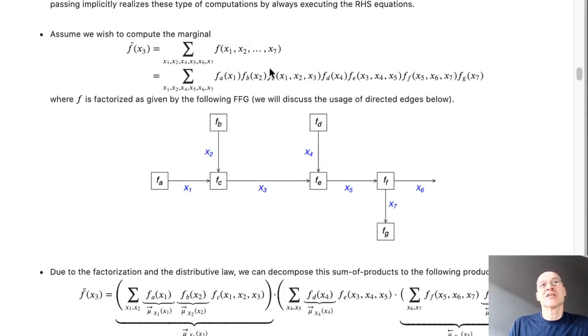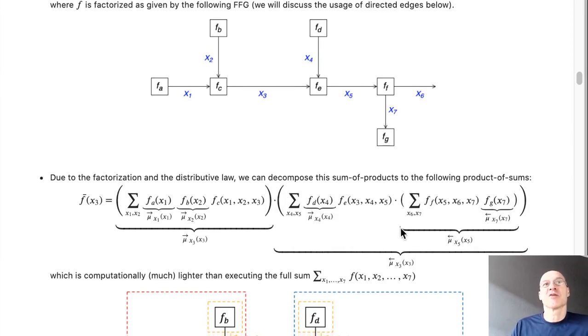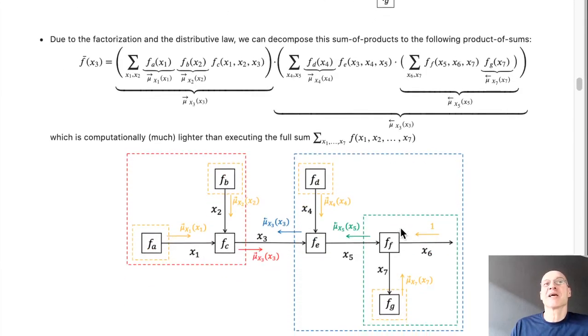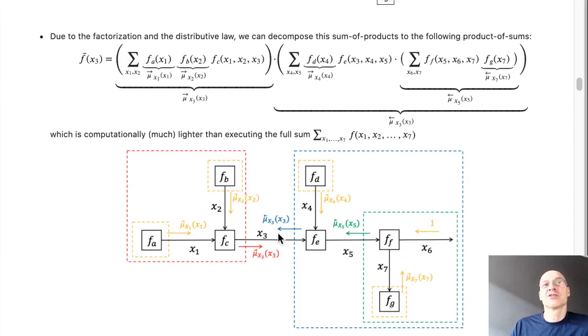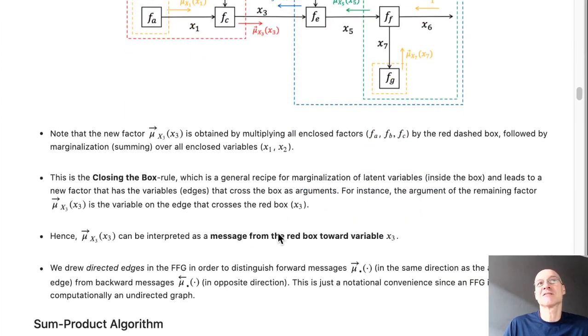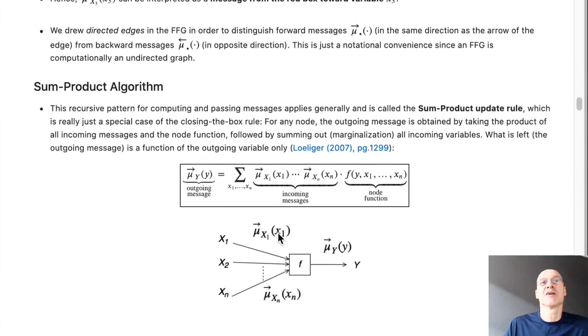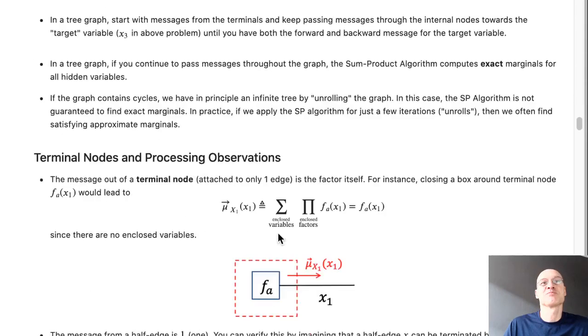By just passing messages, I've basically implemented this marginalization problem by this product of sums, taking advantage of the distributive law. So message passing from the terminals to the edge that you're interested in is a very effective method of doing inference. And that's basically it. That's the most important thing. This is called the sum product algorithm. This is how you can do inference.